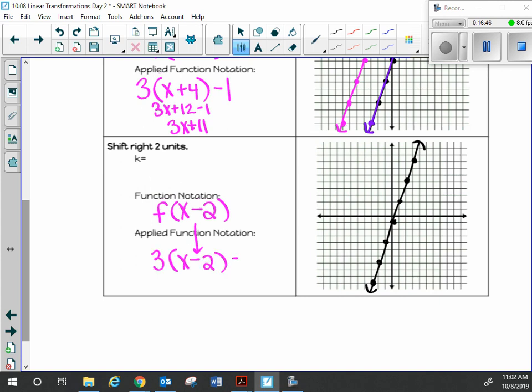So 3 minus 1. Are y'all seeing the difference between inside and outside the parentheses? Okay. Distribute the 3. 3x minus 6 minus 1. So then that would be 3x minus 7.